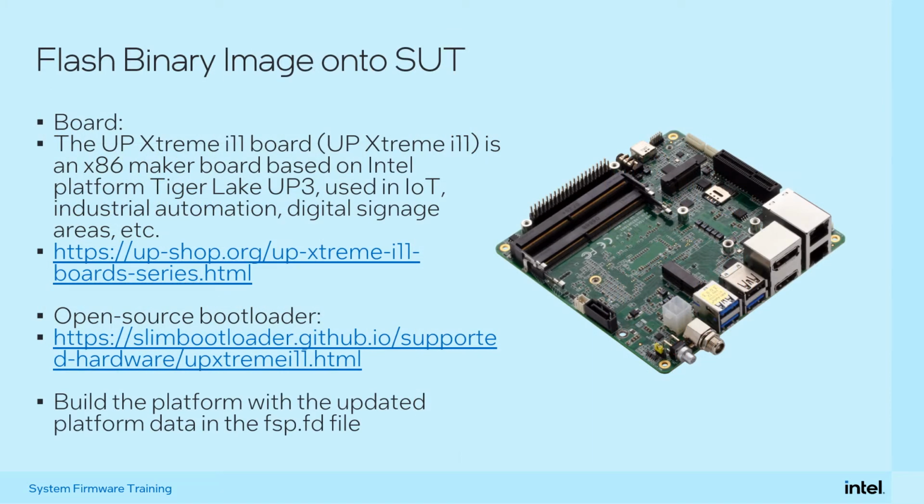After saving the config data to a binary image, the next step would be to use the updated FSP.fd file to build the platform bootloader with the updated values. Once the build completes, the new firmware image binary would get flashed into your system unit under test. In this case, we're just showing it with a Tiger Lake platform.